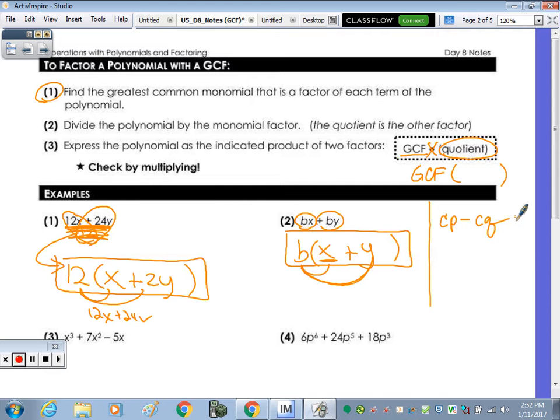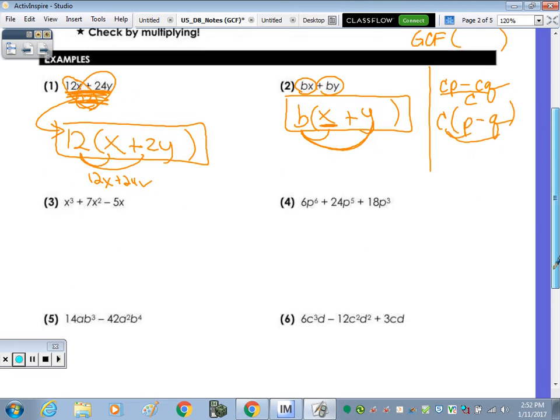Okay? C times P and Q, or minus? Yes. C times P minus Q. You could get that by dividing by C, or you can ask yourself, what do you multiply? Okay, but that's right. So moving to a trinomial now.